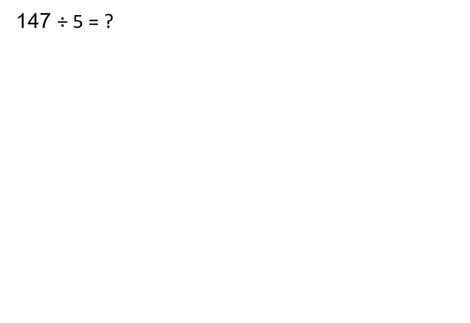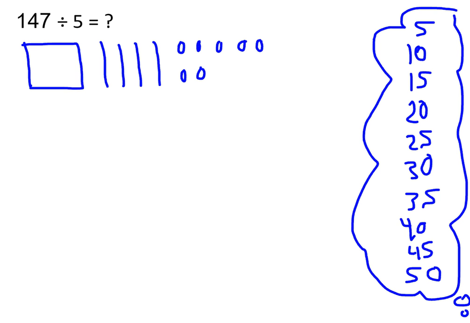If you have 147 divided by 5, what is the first thing you should do? First, you draw your picture, and then you can use your reminder on the side with the multiples. So you can pause the video, do your picture, and then you can check that you got it right. So now you should have something like this.